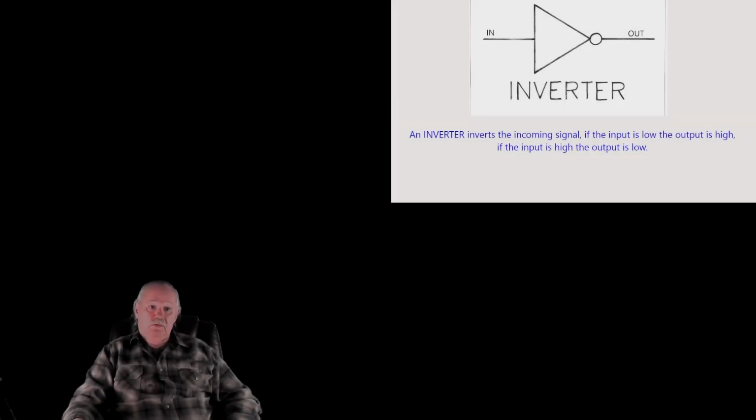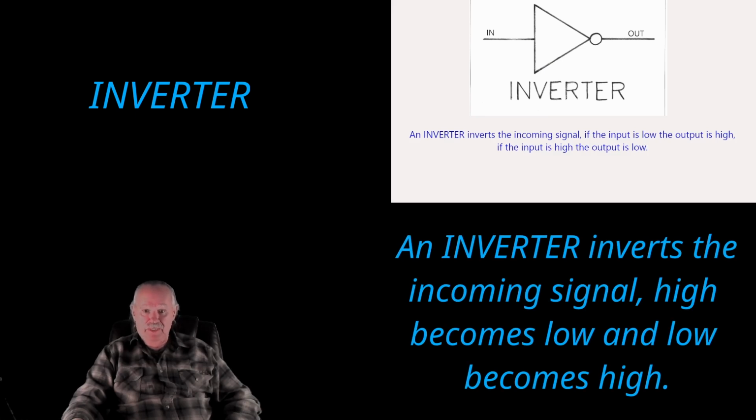The inverter is a triangle with a circle on the output end of it. And all the inverter does is it inverts whatever signal is coming in. So if you get a high in, you get a low out. If you get a low in, you get a high out. Fairly simple.